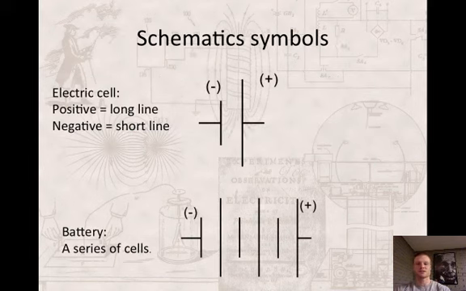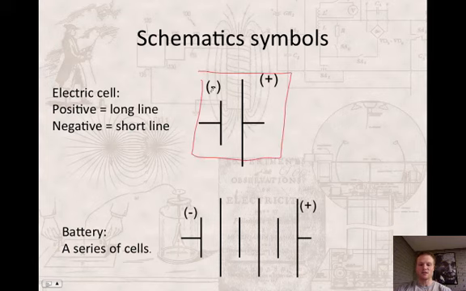The very first thing is that we're just going to talk about some of the symbols. An electric cell, which is just a fancy name for a battery, looks something like this. This would just be one cell, where the long line represents the positive end of the battery, and the short line represents the negative end of the battery.